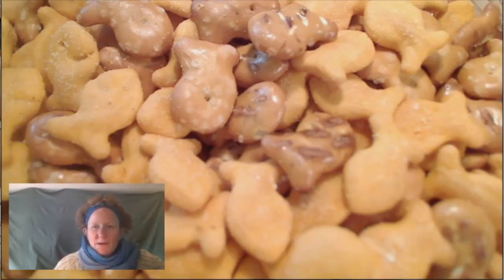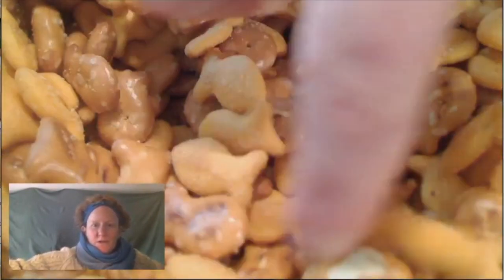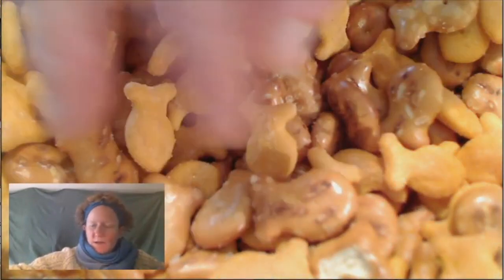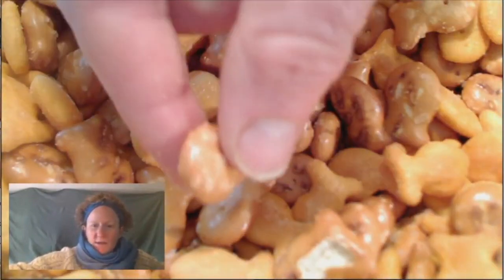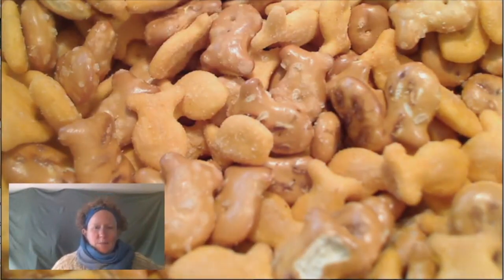I put the camera here on this group of goldfish, this population of goldfish. You can see some of them are cheese goldfish and some of them are pretzel goldfish. That's representing the brown allele and the gold allele in our population.